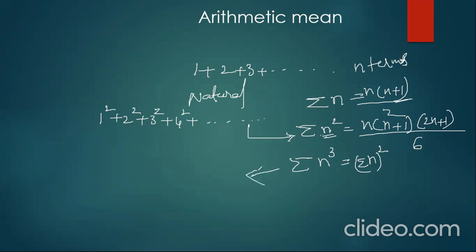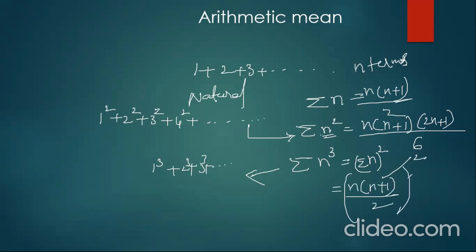Sigma n cube, in the same way, 1 cube plus 2 cube plus 3 cube, and so on like that. Okay, sigma n cube is equal to sigma n whole square. Sigma n is n into (n plus 1) by 2, per whole square. This is very important. By 2 whole square. Okay. So sigma n, sigma n square, sigma n cube, like this we can write in an easy way by using sigma.